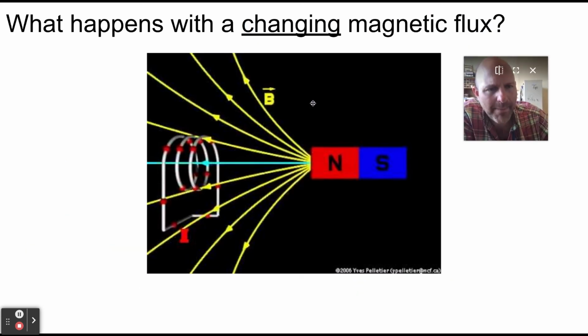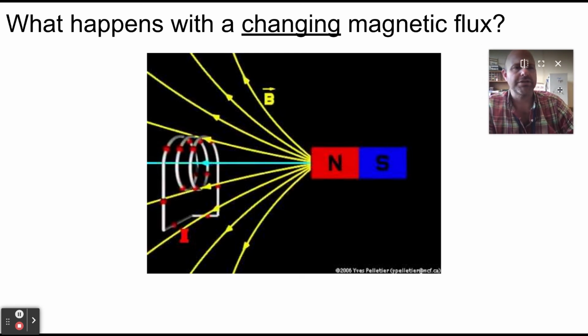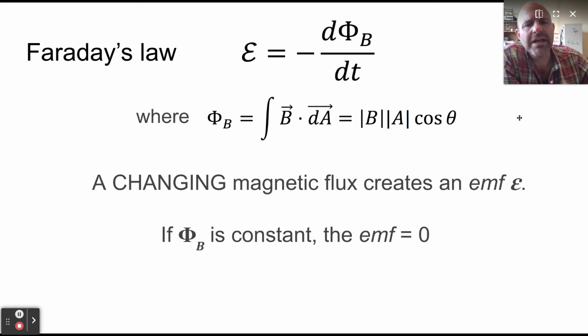All right, so what happens then if the flux changes? This is the key to Faraday's law, the idea that if you change the magnetic flux, that's how you can induce a current to flow. So Faraday's law is written like this: EMF is equal to negative d magnetic flux dt. In other words, if the magnetic flux changes, you get an EMF. A changing magnetic flux creates an EMF.